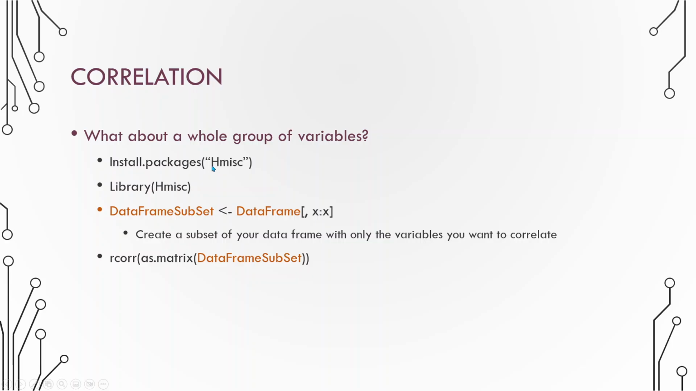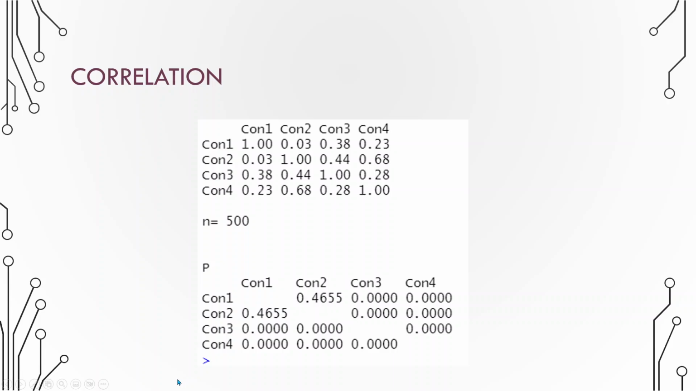So the way we're going to do that, we're going to use this package called Hmisc, and I'm drawing a blank, I can't remember what that stands for. So install it and activate it, and then you're going to create a little subset of just the variables that you want correlations of. You know how to do this, right? You can specify the column numbers, or you can specify the variable names, which I prefer. And then you're going to use this code down here, rcorr, and nested in that as.matrix and the name of that subset. And it's going to spit out something like this.